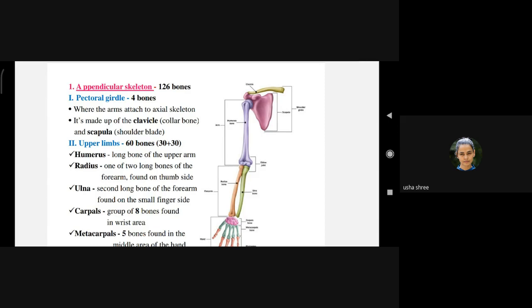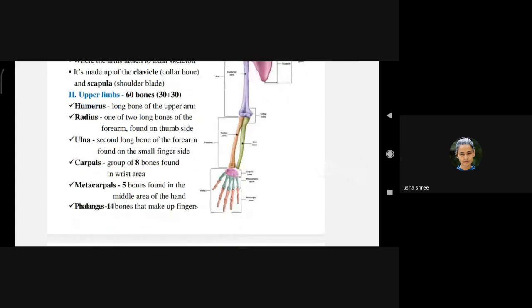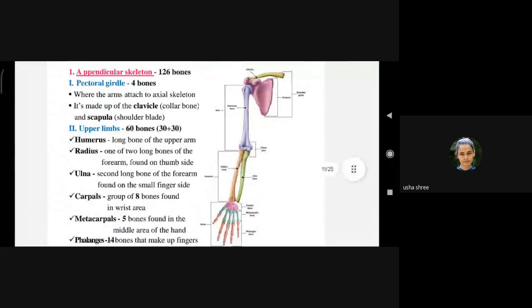Yes, ma'am. Proceed. Okay. Upper limbs means our hands. And these hands consist of 60 bones, meaning each hand consists of 30 bones. The humerus is the long bone of the upper arm. You can see here the humerus in purple. The humerus is the long bone of our upper arm.